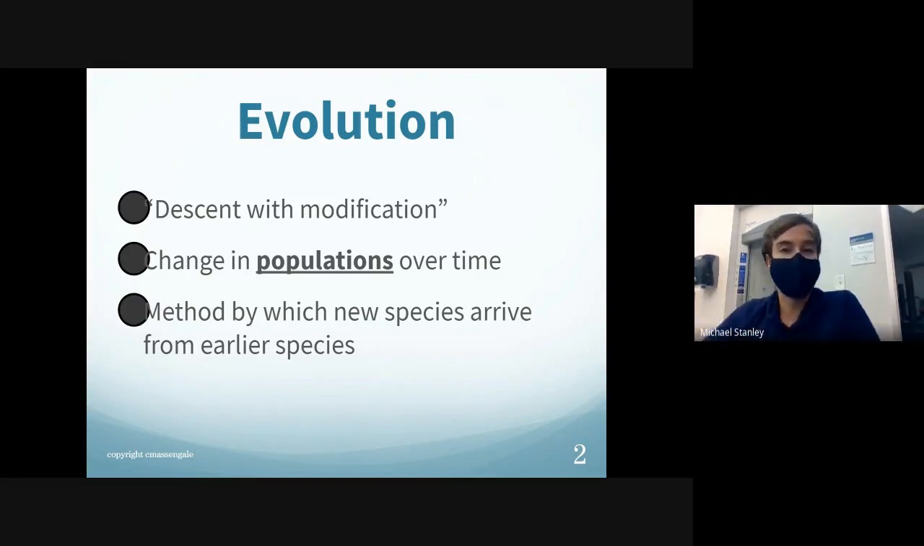But how and why does it happen? Why do we have this change from ancient organisms to modern ones? What's going on that's causing them to become modified, to look different from their older ancestors? Well, there's a process by which that happens.